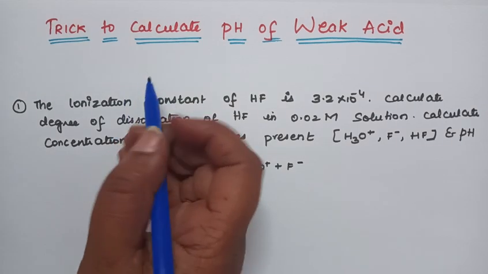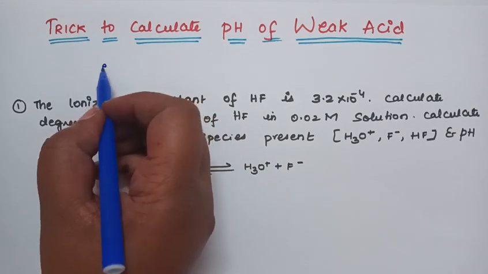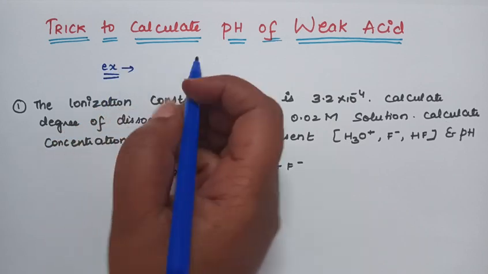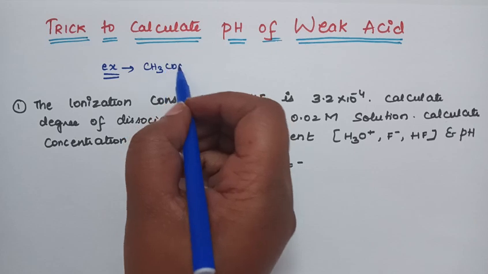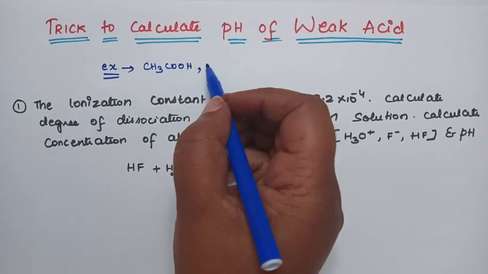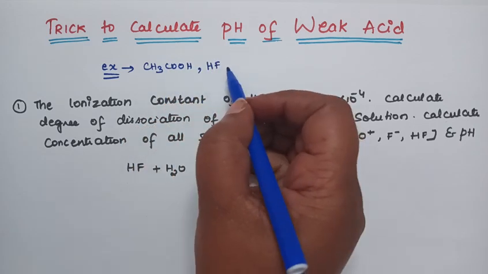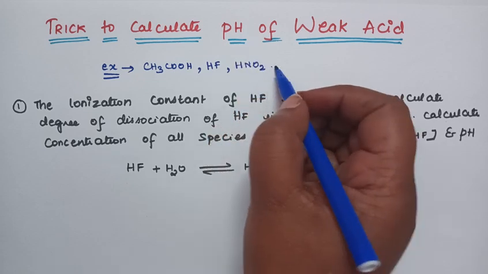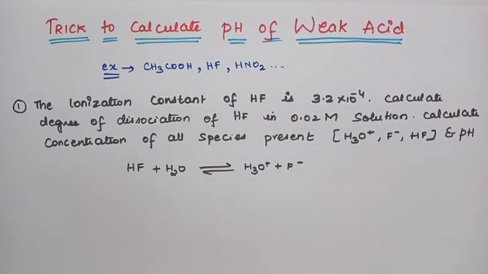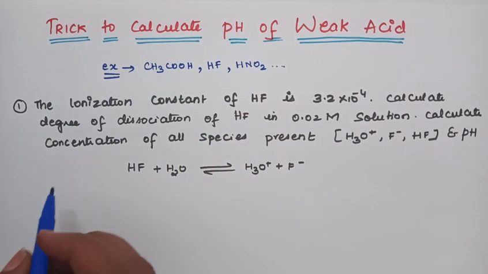So students, first learn the examples of weak acids. Weak acids are acetic acid, then you have HF, and then you have nitrous acid, HNO2. So these are the examples of weak acids. Strong acids, you know, are sulfuric acid, nitric acid, all those are strong acids. So to calculate the pH of a weak acid, it's very simple.